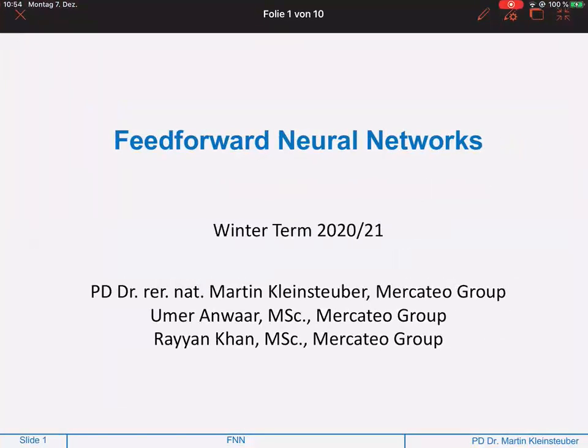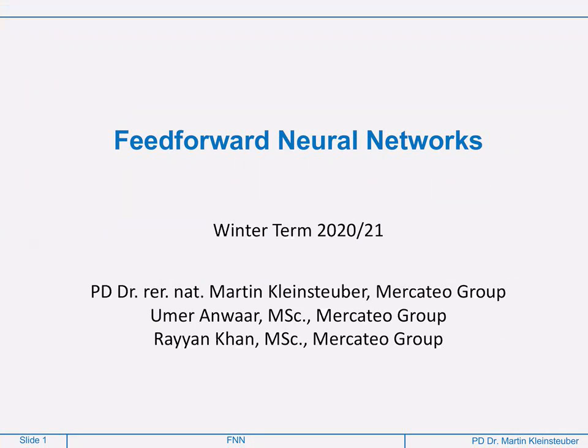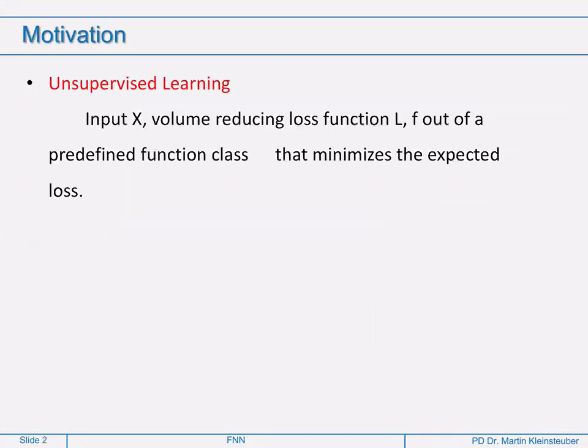There we go. Okay, feed-forward neural networks. So what are they? If we have a look at unsupervised learning, how I introduced that in the lecture, we have an input X, and if you remember, unsupervised learning means that we have a volume reducing loss function L, and we want to find F out of a predefined function class F that minimizes the expected loss. That was it in a very general setting, right?